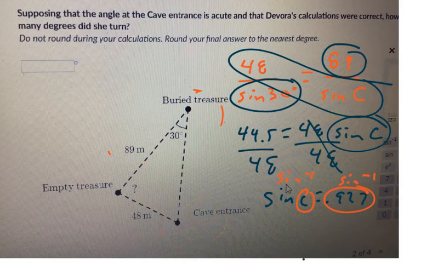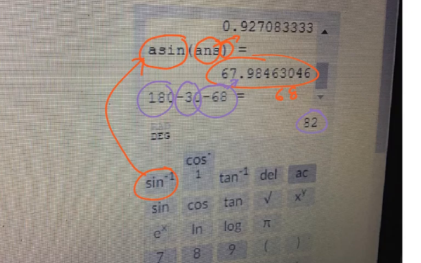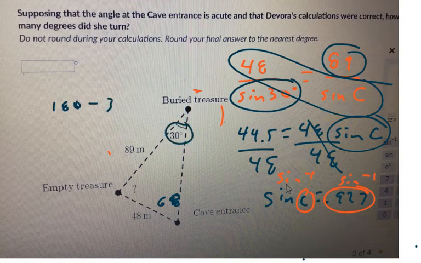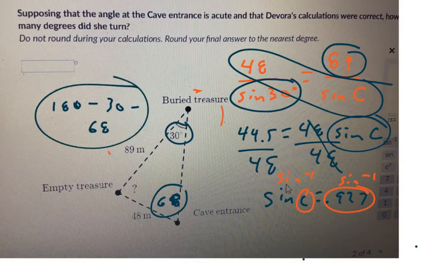I knew, and we figured out that this missing angle right here was 68 degrees, right? So all I did on my calculator was take 180. I took away that 30-degree angle. I took away the 68-degree angle we found, and that right there gave me 82, right? So I type in 82, I check it, and I'm right.